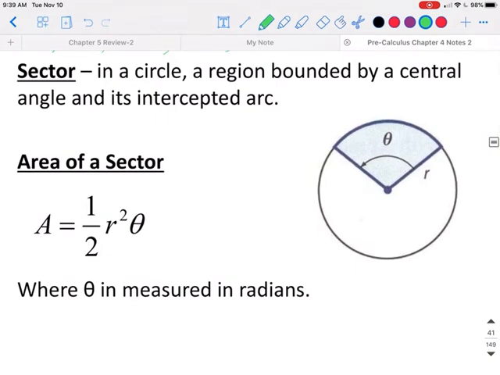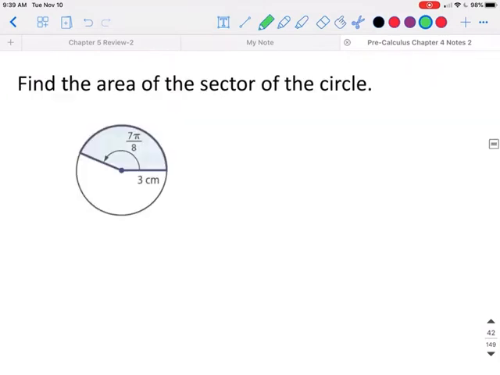A sector in a circle is a region bound by a central angle and the intercepted arc. You can think of a sector as a piece of pie. It's going to be the whole area, not just the outer part, but all of the stuff inside the circle as well. So to find the area of your sector, you're going to use the formula of 1/2 times the radius squared times theta, where again, theta is measured in radians.